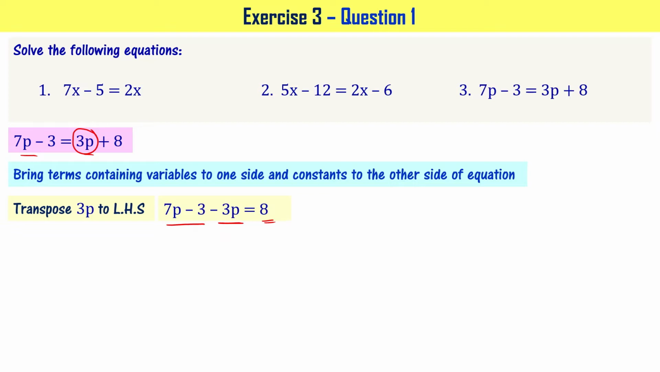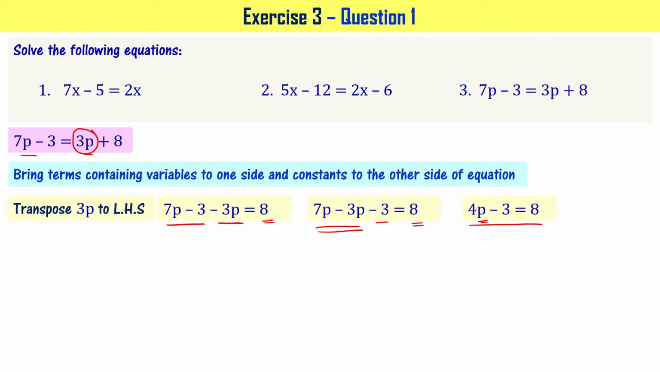Right? Now let me rearrange this equation such that I can write it as 7p minus 3p minus 3 equal to 8. 7p minus 3p is 4p, right? Now let me write the equation. 4p minus 3 equal to 8. This is a linear equation in one variable with variable on one side, right?